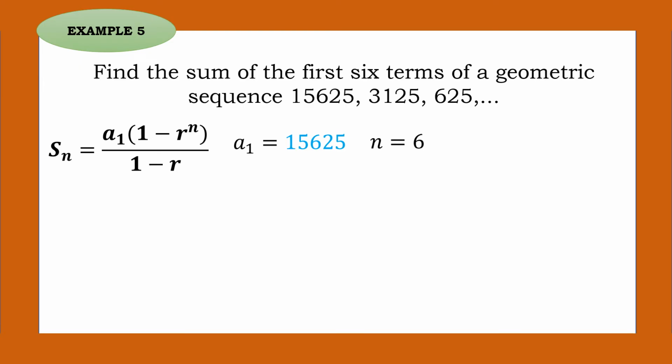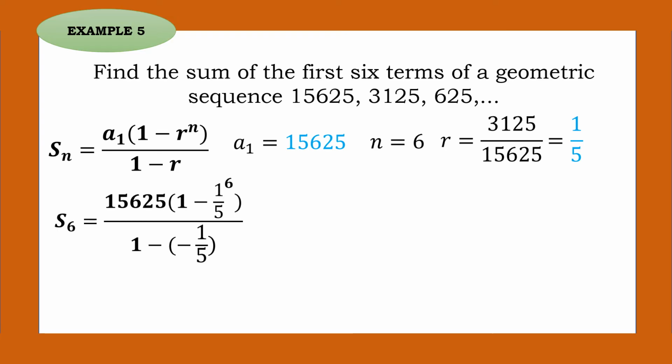And for the common ratio, we just need to divide the second term by the first term, and that will give us 3,125 over 15,625, and that is, in lowest terms, 1 over 5. So it means that the common ratio is 1 over 5. Substituting all these values to the formula, there we have S sub 6 is equal to 15,625 times the quantity of 1 minus 1 over 5 raised to 6 all over 1 minus negative 1 over 5.